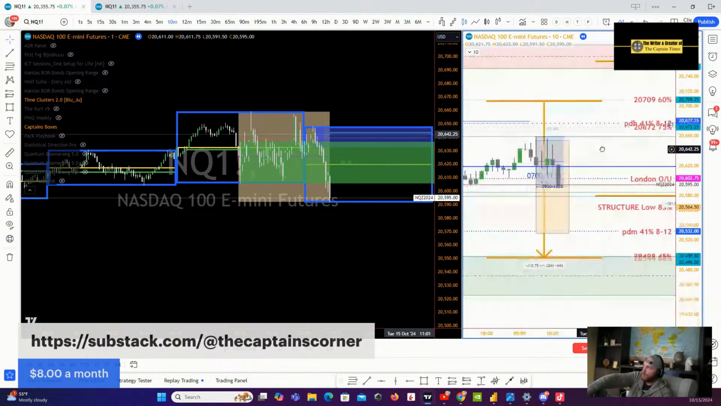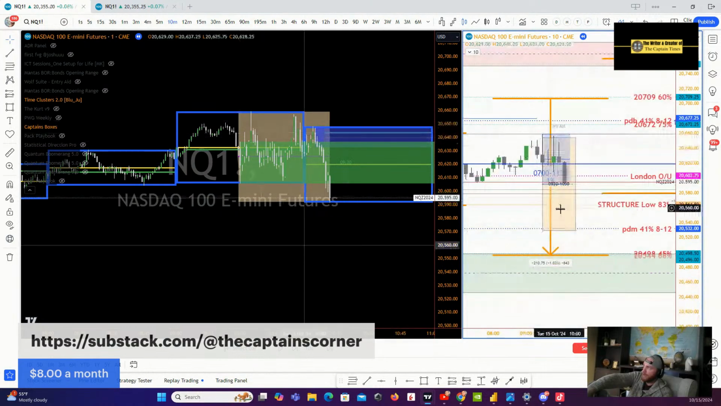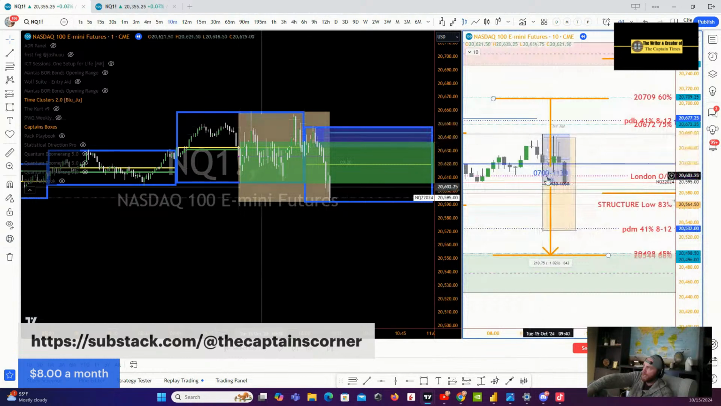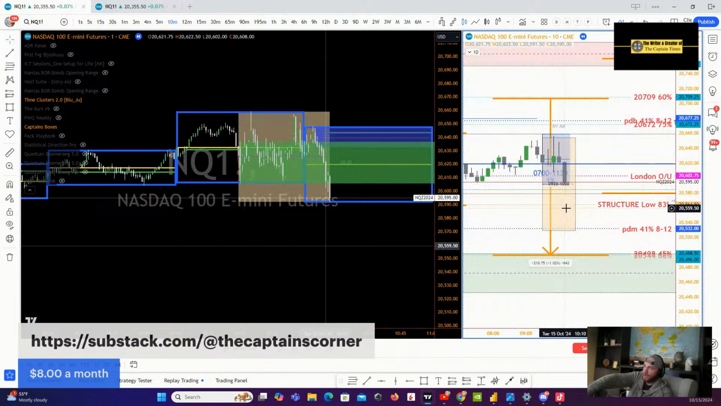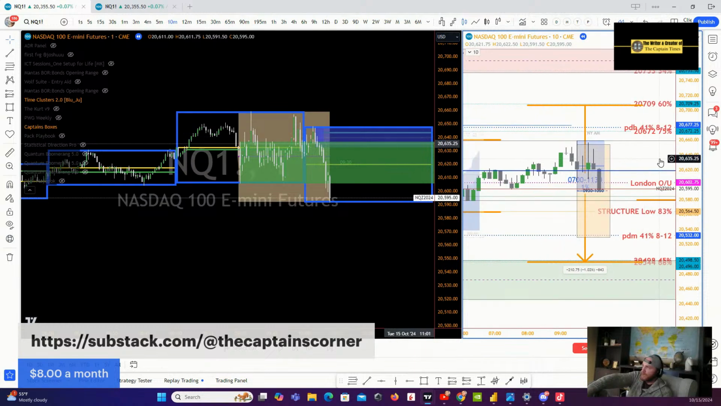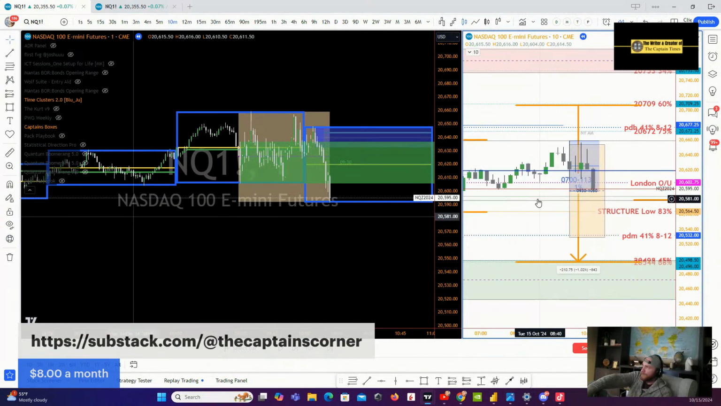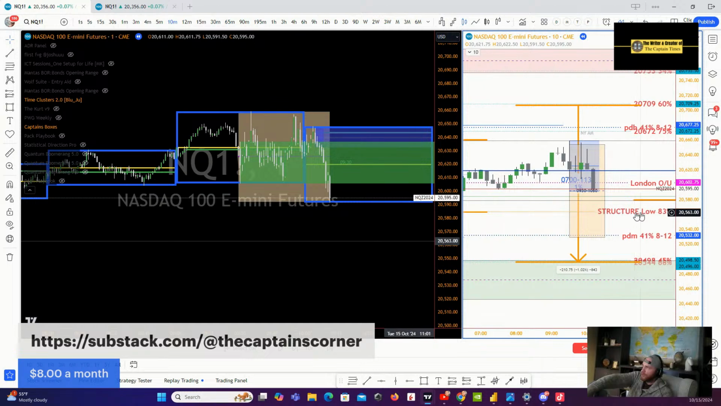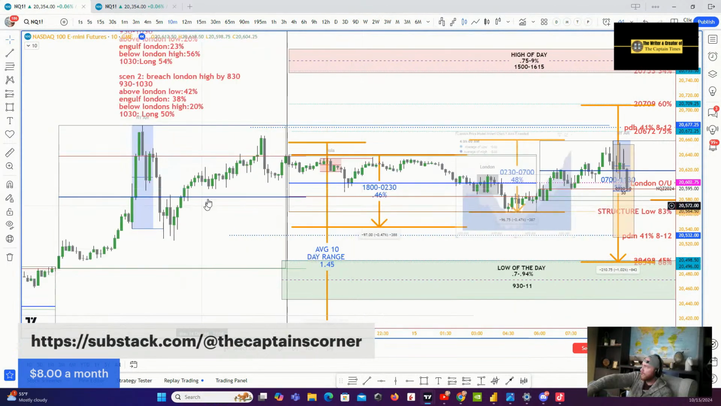Up into this point, we're still online to facilitate this 9:30 to 10:30 range that we drew up at 5:30. Now we're seeing, are we going to take out structure low? Remember what structure low is? Remember, it's the Globex low.